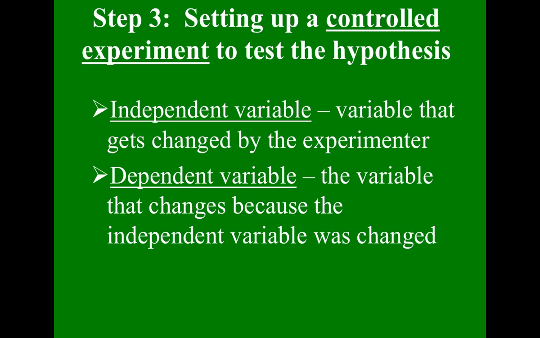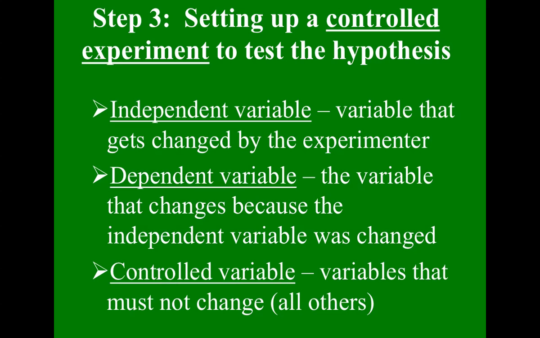For instance, if I'm doing an experiment with plants and I want to see how water affects plant growth, the amount of water that the plants receive is the independent variable. I control that. The dependent variable is how much the plant grows. I can measure the height of that. I can't force that to happen more or less. It just happens all by itself.